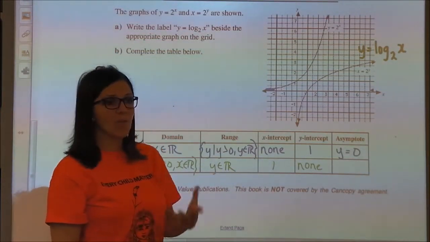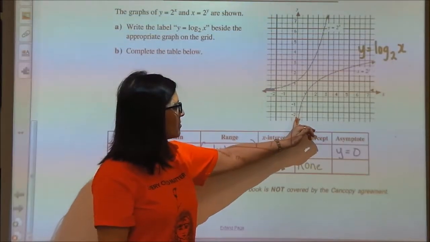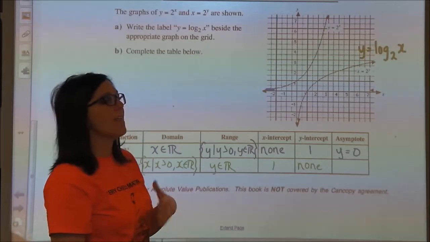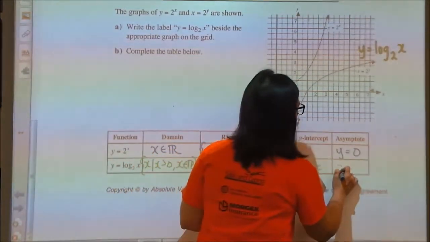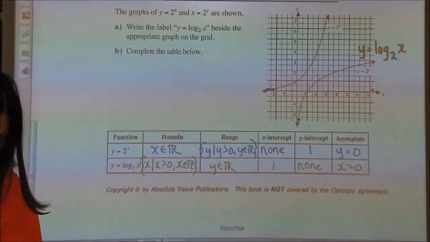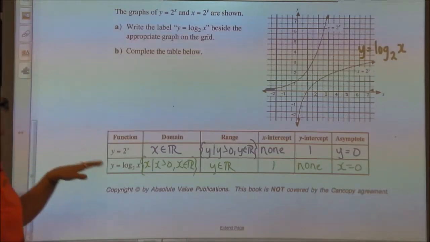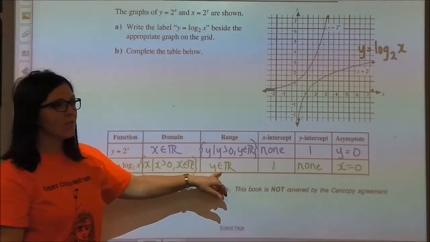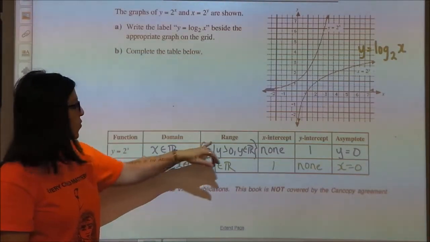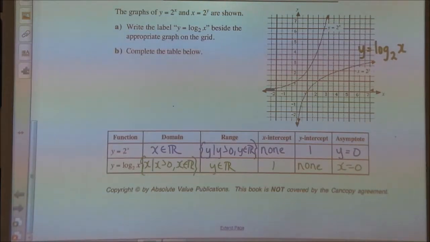And then the asymptote, that imaginary line that it never crosses, well, this graph is getting closer and closer to the y-axis without going over it. The equation of the y-axis is that x equals 0. So something to notice, the range of the inverse was the domain of the original. The domain of the inverse was the range of the original. Everything is being interchanged.